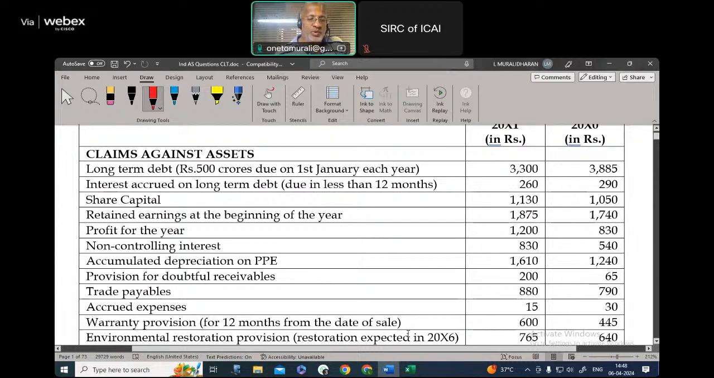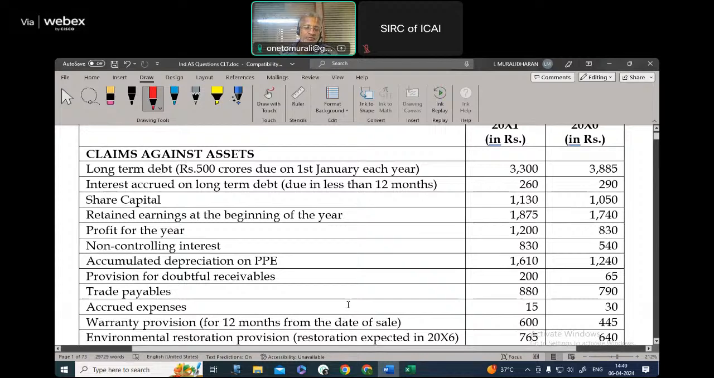Long-term debt 500 crores due on 1st of January each year, 3,300 and 3,885. Interest accrued due within 12 months 260 and 290. Share capital 1,130 and 1,050. Retained earnings at the beginning of the period 1,875 and 1,740. Profit for the year 1,200 and 830. Non-controlling interest 830 and 540. Accumulated depreciation on PPE 1,610 and 1,240. Provision for doubtful debts 265. Trade payables 880 and 790. Accrued expenses 15 and 30. Warranty provision for 12 months from the date of sale 600 and 445.